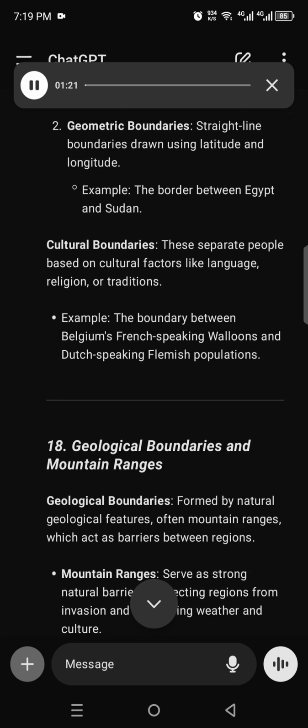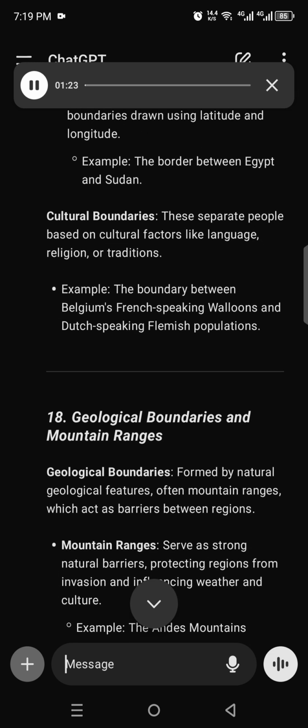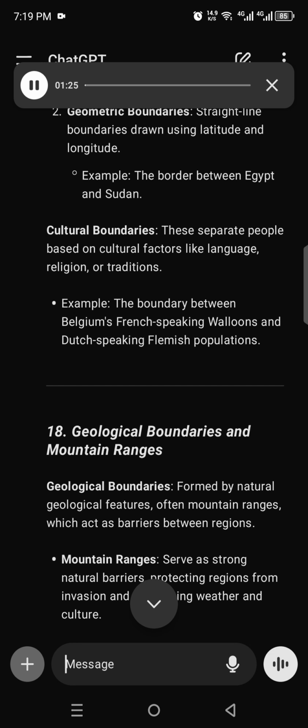3. Cultural boundaries. These separate people based on cultural factors like language, religion, or traditions. Example, the boundary between Belgium's French-speaking Walloons and Dutch-speaking Flemish populations.